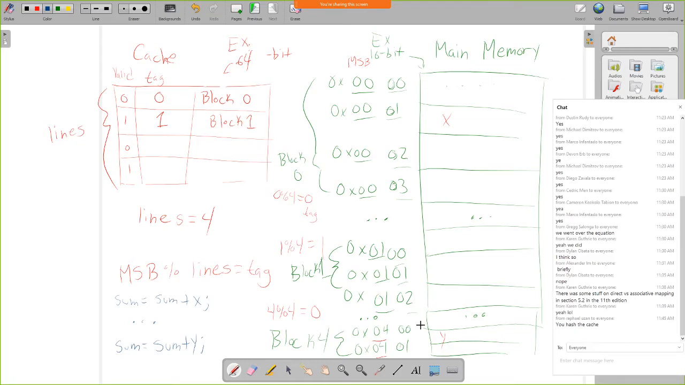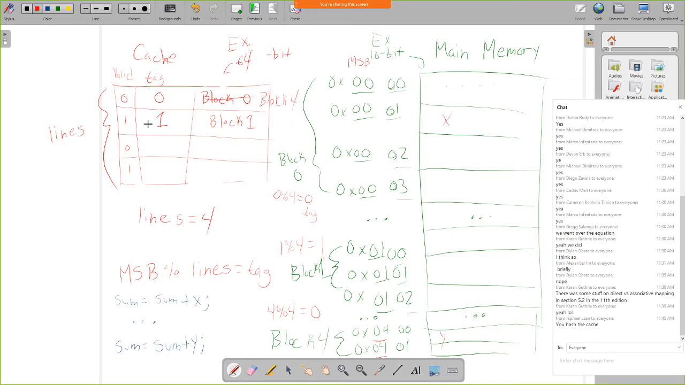And when it gets down to block 4, it goes in here and it says, well, I don't see block 4. But if I check the tag for it, the tag is 0. So what it will do is go in and just overwrite the previous block with that tag. So block 0 will get overwritten, and block 4 will get put in there.